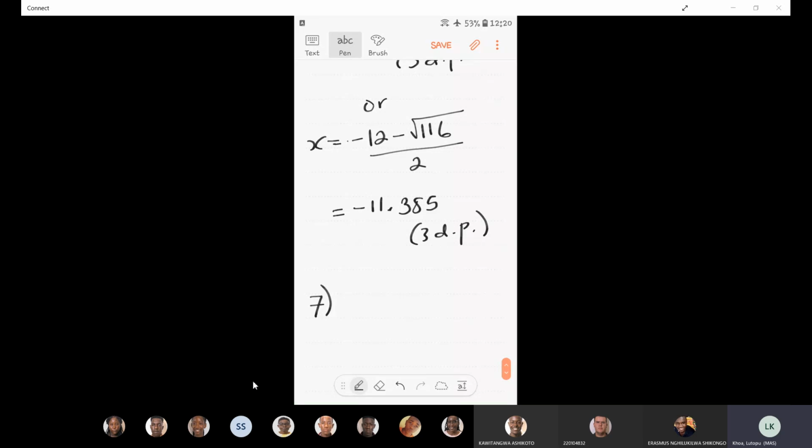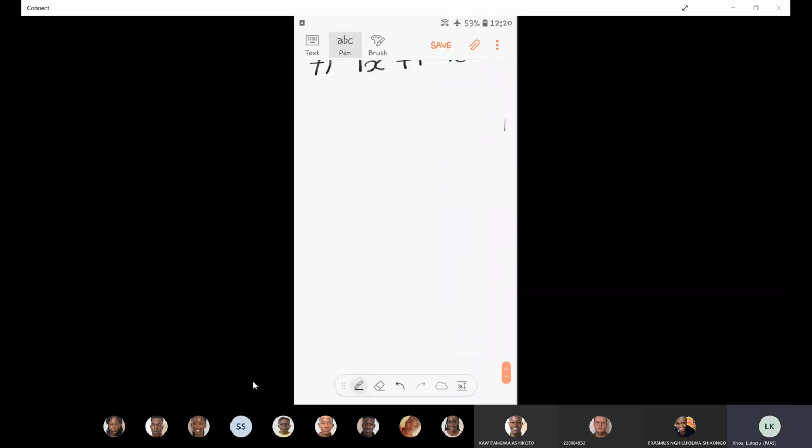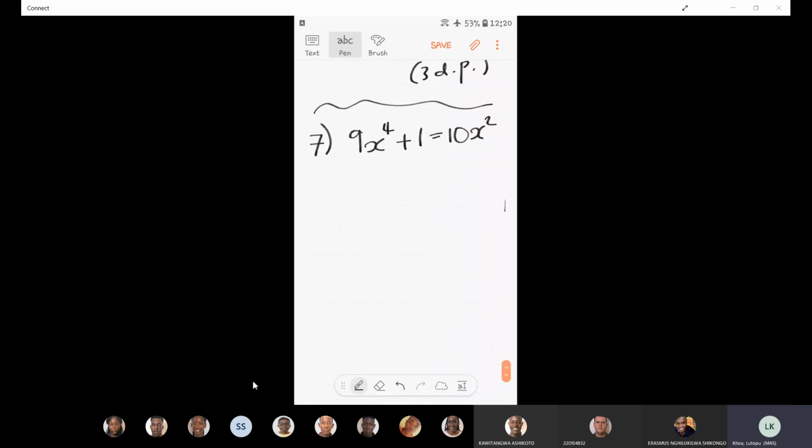Then number 7, let's look at that one. We have 9x to the power of 4 plus 1. This is equal to 10 to the power of x squared. Can you try and solve this one? In fact, I think we have time for 2 more questions.